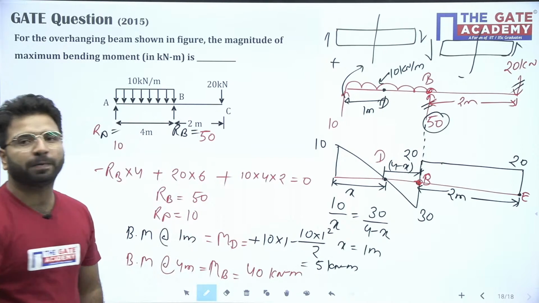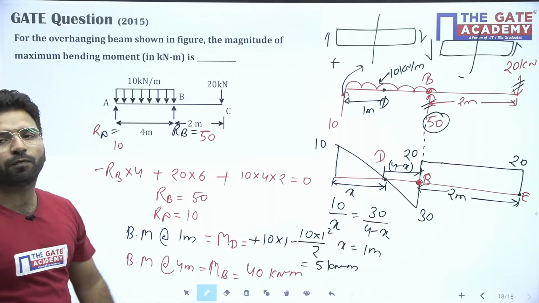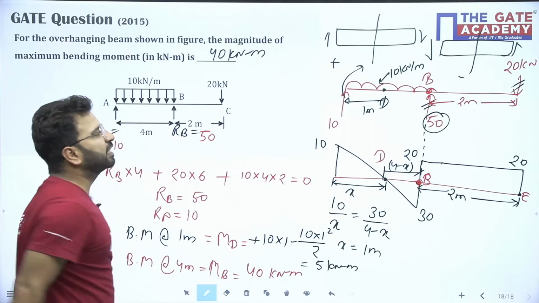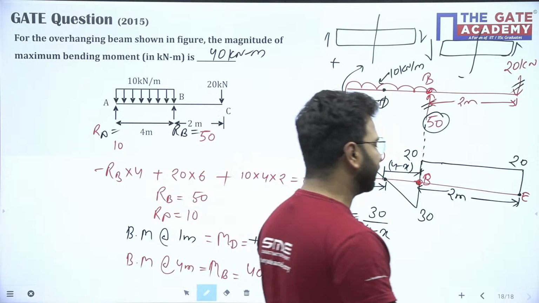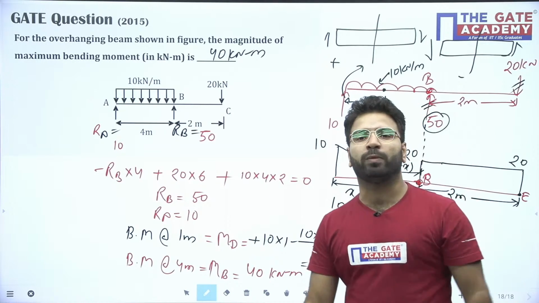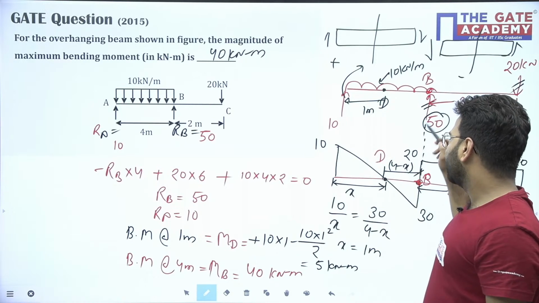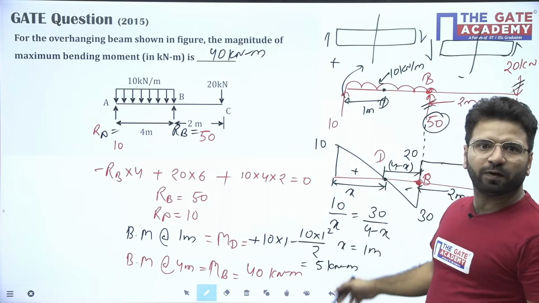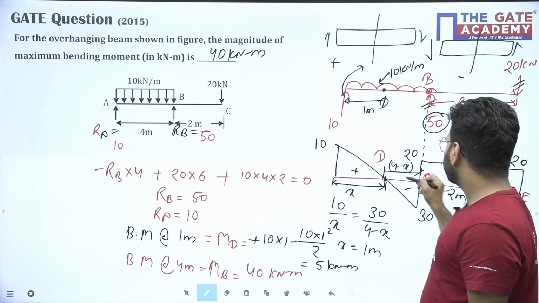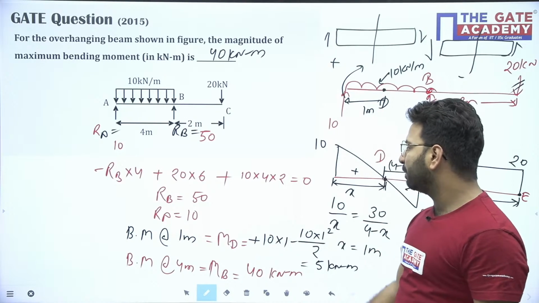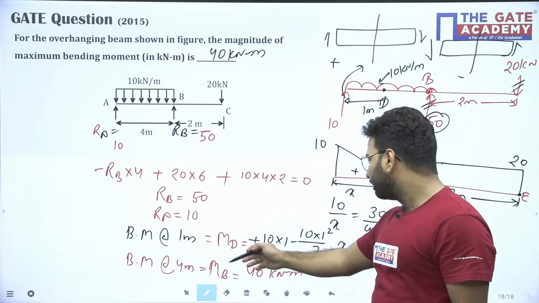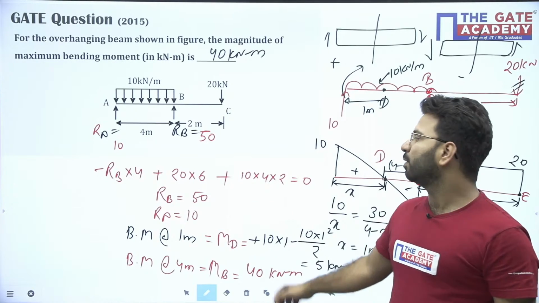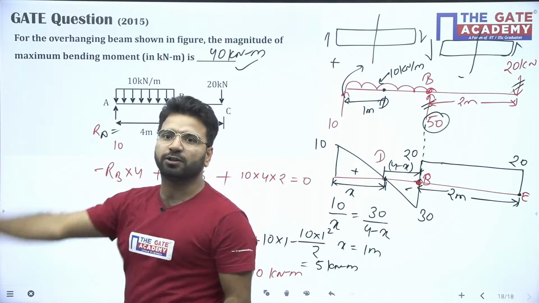So what is the maximum out of that? 40 or 5? 40 is maximum. So answer will be here 40 kilonewton meter. Meaning is this, beta, if the question is asking you to find the maximum bending moment, first check the shear force diagram. Where the shear force changes its sign, there the bending moment will be maximum. So you can see here this point and this point, the critical points. So I calculated the bending moment at both the places. Bending moment at B will be 40 and at D it will be 5 kilonewton meter. So 40 is maximum. So 40 will be the final answer of this question, beta.